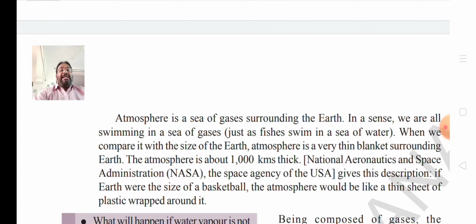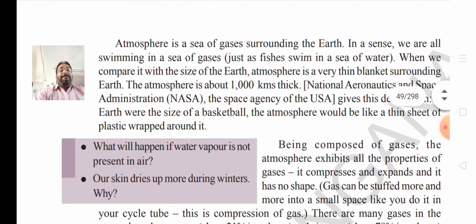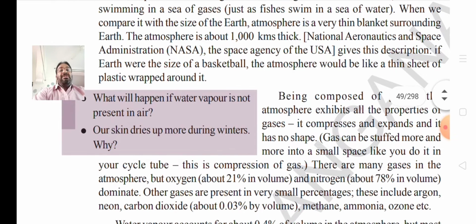NASA, that is National Aeronautics and Space Administration of USA, gives this description: if Earth was the size of a basketball, the atmosphere would be like a thin sheet of plastic wrapped around it. If it is so, a question is asked: what will happen if water vapor is not present in the air? We will not be able to use the air that is there. It will be so dry.